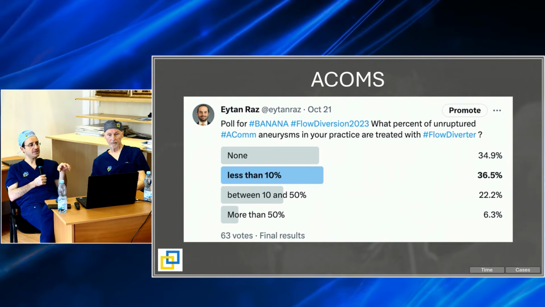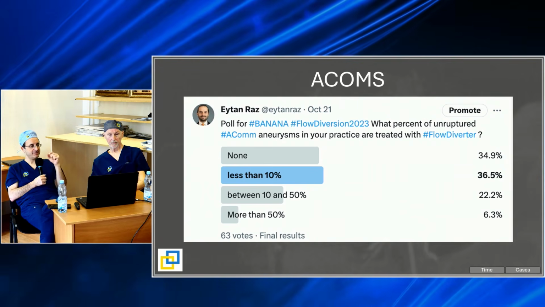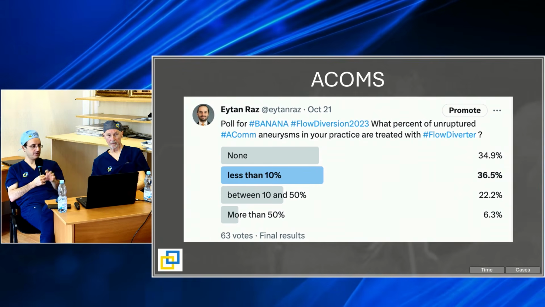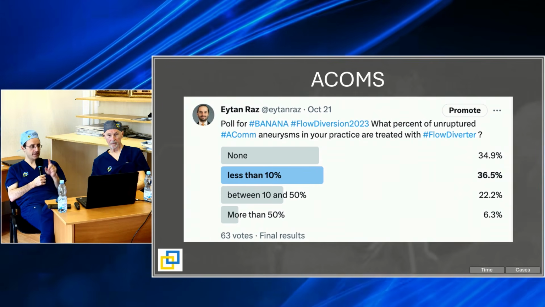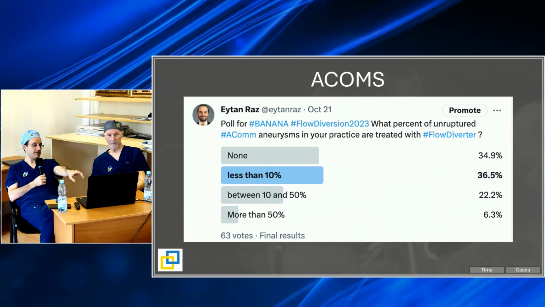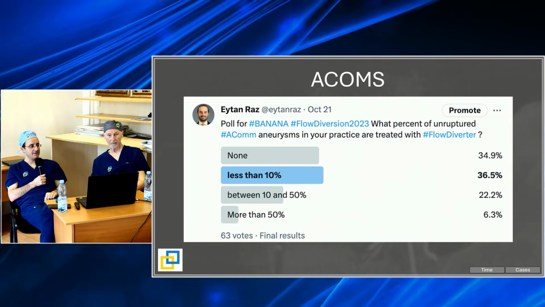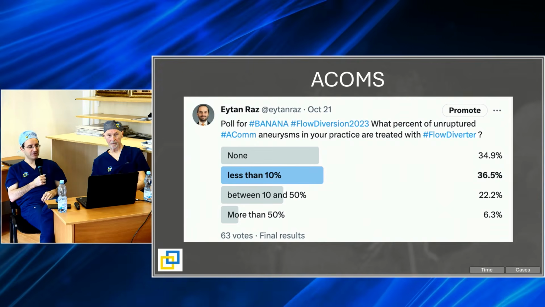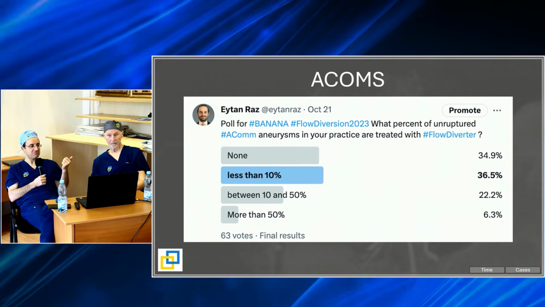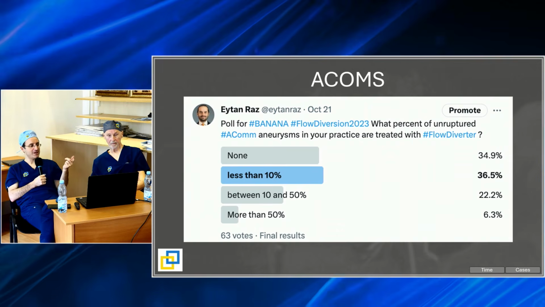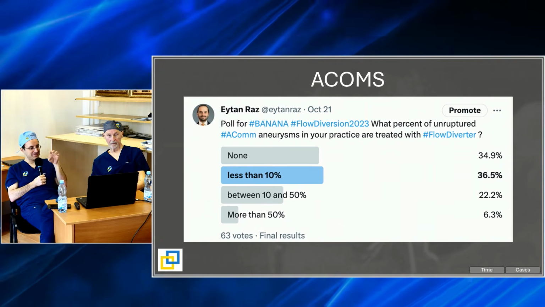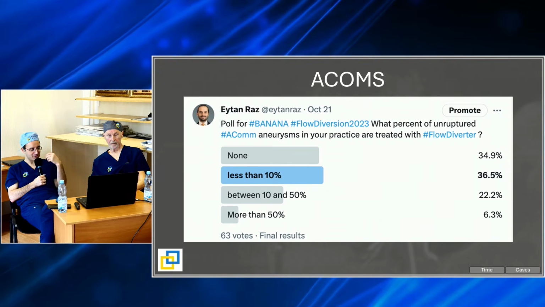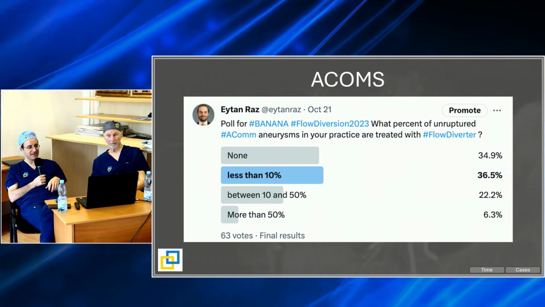But ACOMs is another area where I think we've been using flow diversion in various aspects, and I think it's better than it was a few years ago. Eitan Raz, our colleague, did a poll asking how many people treat ACOMs with flow diversion. It was basically less than 10% or none, right? Now things have changed because it is a powerful way to address anterior communicating artery aneurysms.